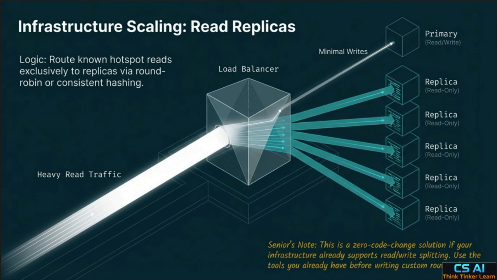For heavy read traffic, use infrastructure scaling with read replicas. Route known hotspot reads exclusively to replicas via a load balancer. This is often a zero code change solution if your infrastructure supports read-write splitting. Use the tools you already have before you go writing custom routing logic.